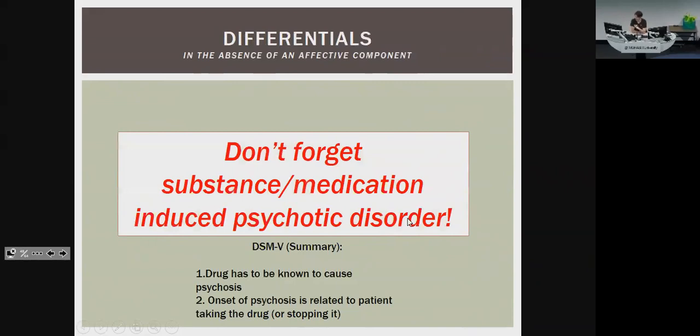And the second key point is that the onset of that psychosis needs to be related to the patient taking the drug. It goes without saying. So they need to take the drug and then get psychotic. They can't be psychotic first. Yeah, it's nice and simple. Or maybe they stopped taking that drug and then they developed a psychosis, which is what happens with the anesthetic agents. You can develop a psychotic illness after emerging from an anesthetic agent.